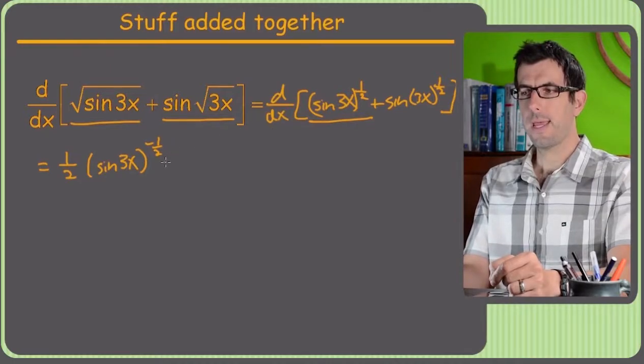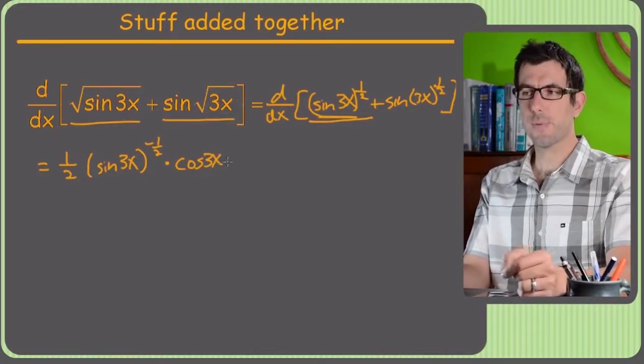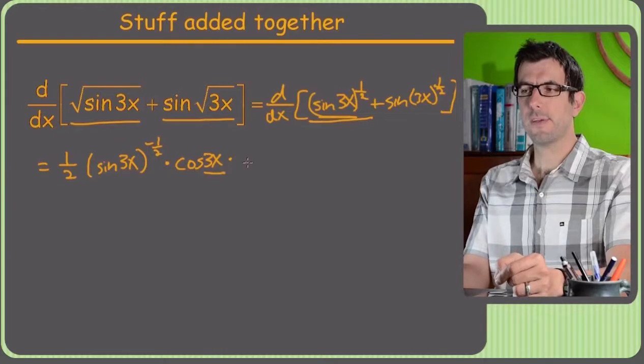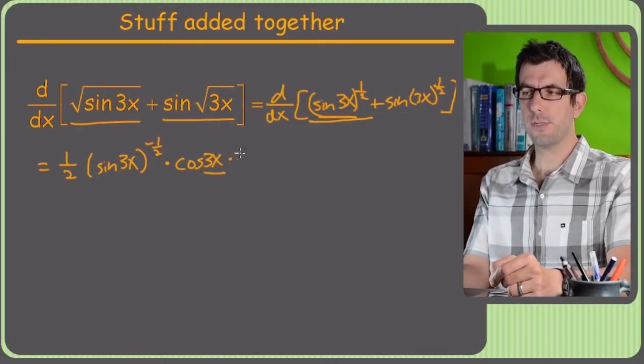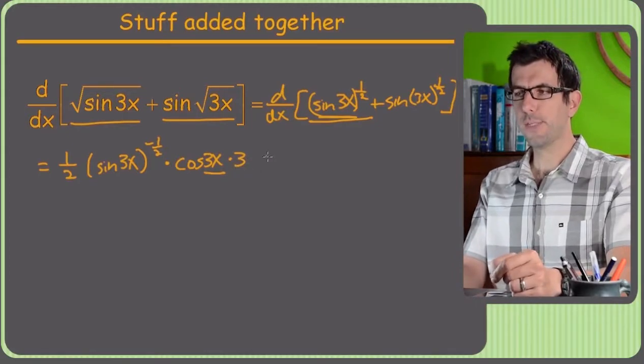And now, because it's the power rule and our u is something funky, we've got to add our u prime on here. Derivative of sine of 3x is cosine of 3x, but then since that's a 3x, not an x, we've got to multiply by its derivative. So like a mini chain rule, which is just 3. So the derivative of 3x is just 3. All right, so that's our first term.